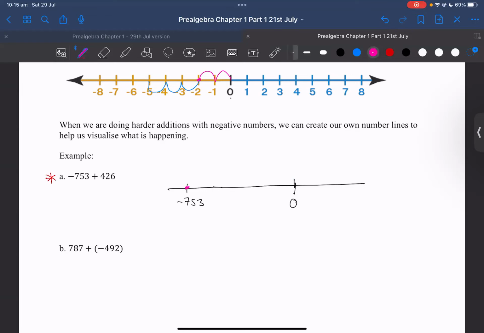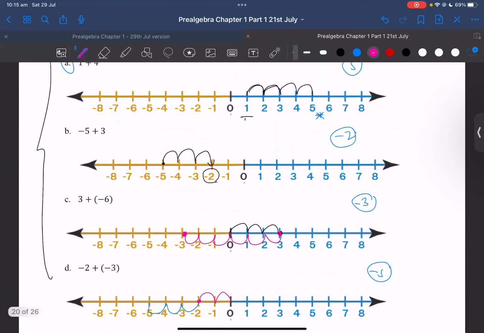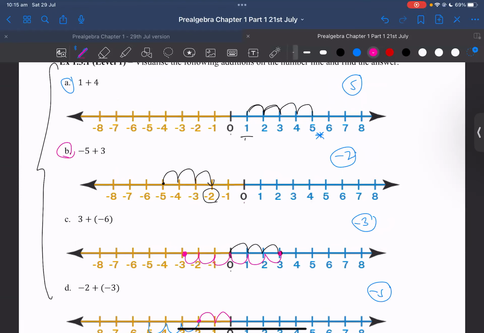What are we adding to -753? We're adding a positive number. Therefore, we go right, because adding positive is right. Just like we visualize here, because whenever we added, even if you started negative, right? Like here, we started negative, but since we're adding 3, we go right.